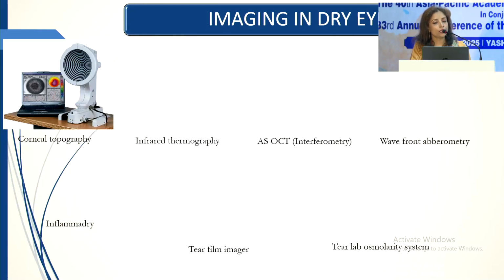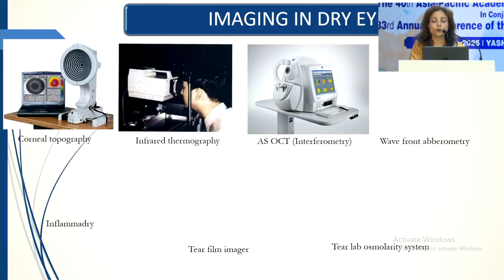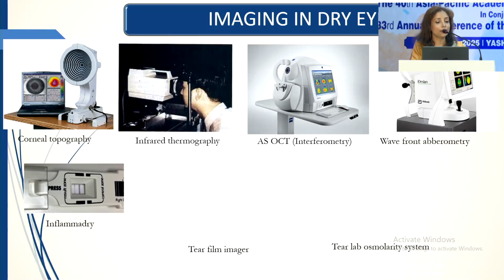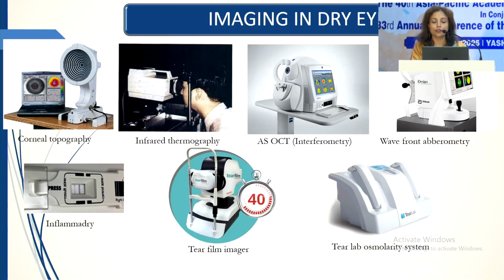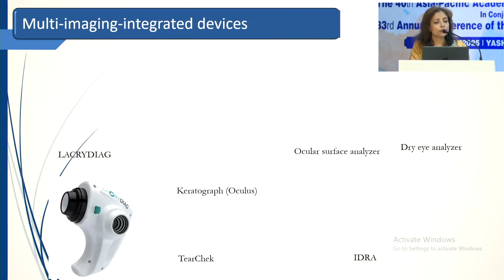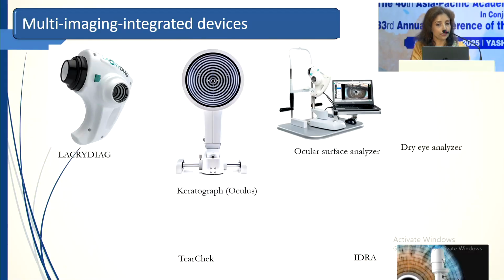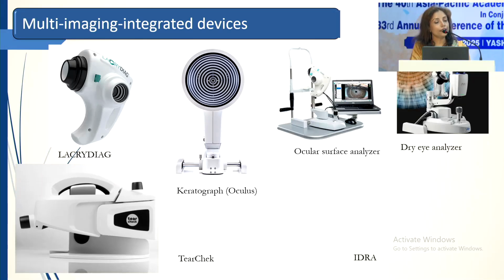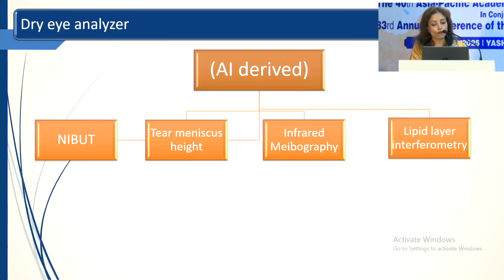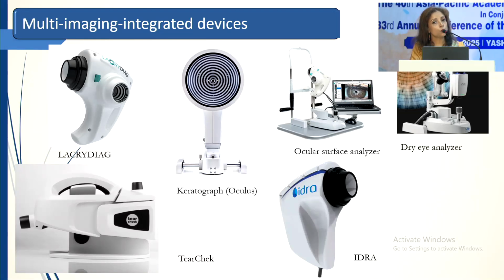When we talk about imaging in dry eye, this is a market which has boomed like anything, and you name it and you have all the new devices coming up, but it is not possible for all of us to purchase all of this. So multi-imaging integrated devices do have a role. These are an addition to your armamentarium for dry eye, because they do multiple functions such as interferometry, meibography, and a few other functions also. So these are kind of helpful.